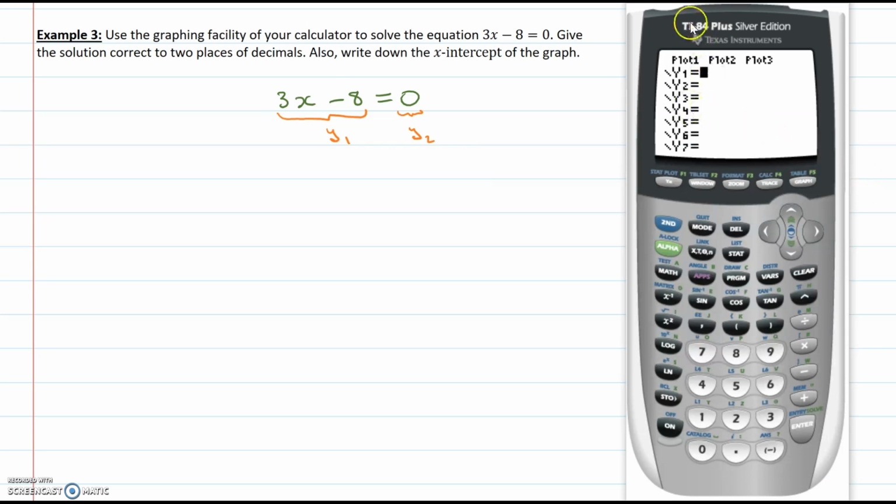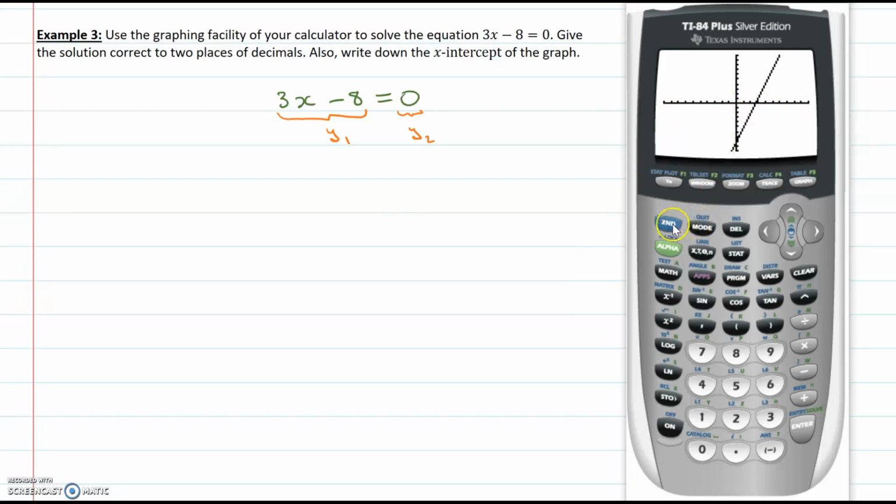Okay, so we'll call up our calculator. 3x minus 8 is one side of the equation, and y2, we're saying make that 0. Well, we can do a quick zoom 6 on that just to get a picture of it. And there's a picture of the scenario. You can only see one line, because y2 equals 0 is just the x-axis.